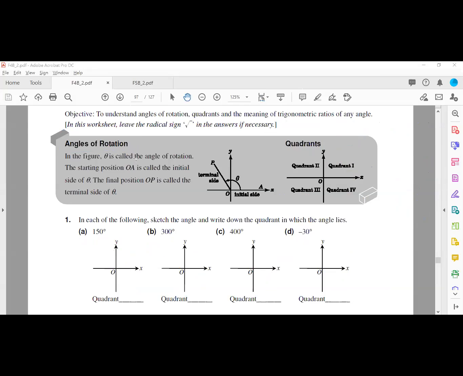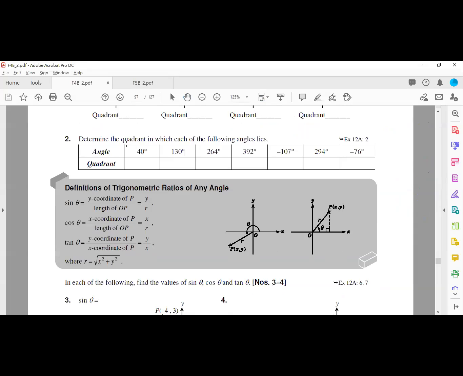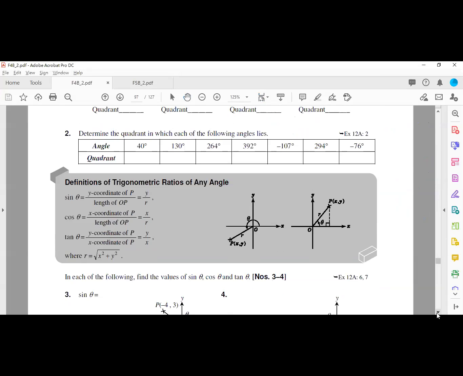Okay, let us do a classwork here. Just determine the quadrant in which each of the following angles lies. Okay, so please do the classwork on page 97, question number 2.